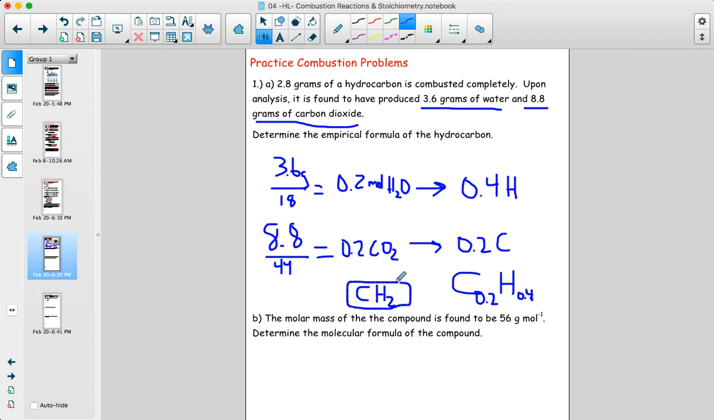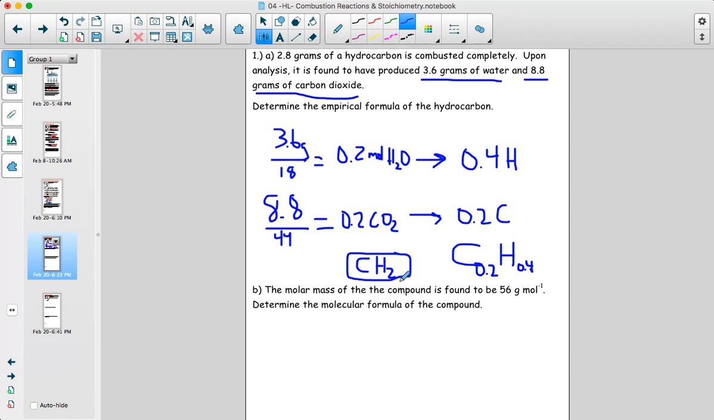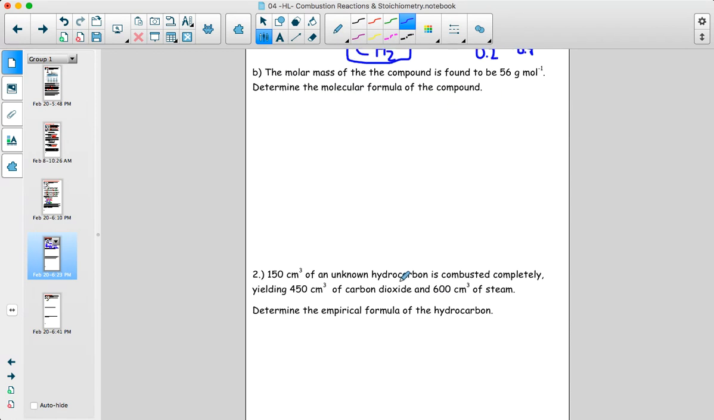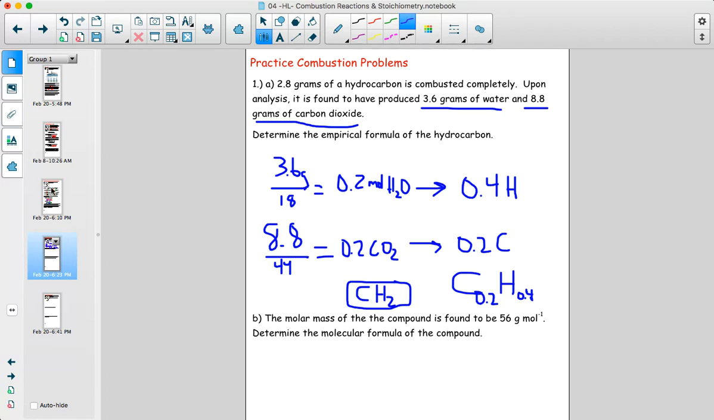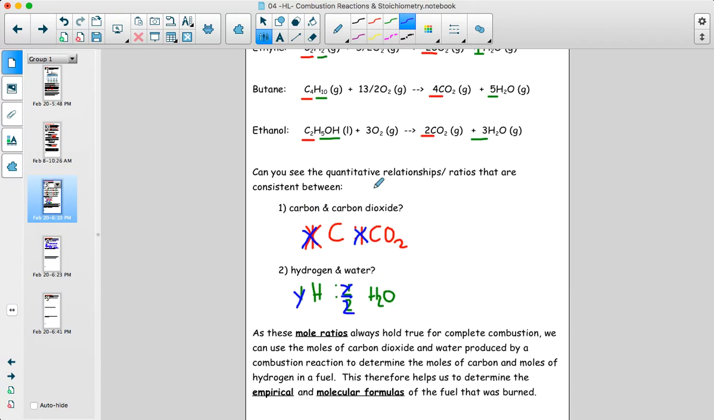So again, all I did was convert the grams into moles of water and CO2, and then apply those mole ratios that carbon dioxide and carbon will always be 1:1, and water and hydrogen will always be 1:2. And I let that tell me the ratio of carbon to hydrogen. We'll do more practice with this in class, but knowing that relationship will come up, or can come up, on the IB exam.